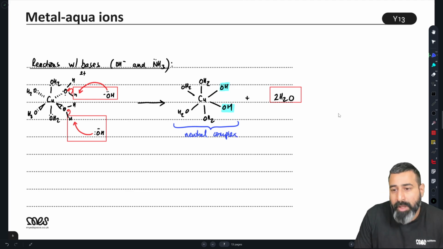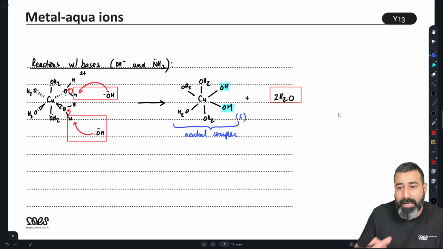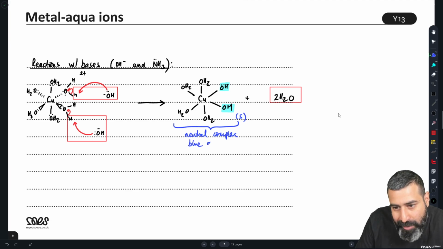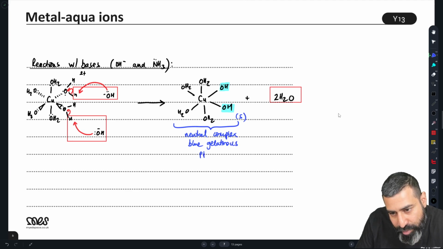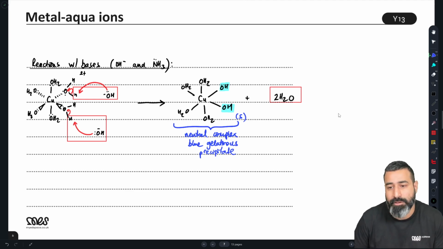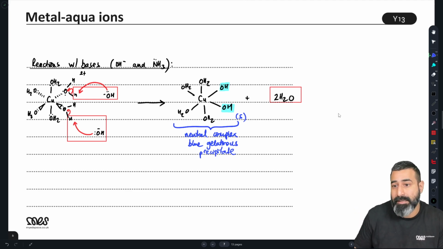And it will form as a solid. So we get the neutral complex forming, and this is formed as a solid, and this is like a blue gelatinous, it's a good word, blue gelatinous precipitate, and this precipitates out. And some transition metal complexes will redissolve if we add excess hydroxide ions. This complex doesn't redissolve if we add excess hydroxide ions.